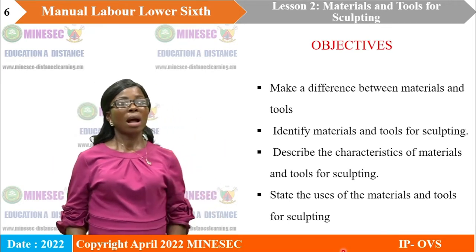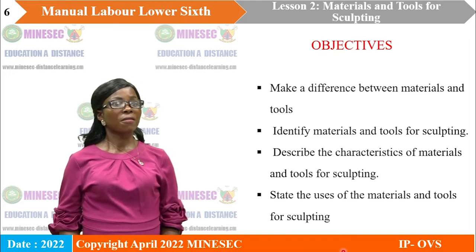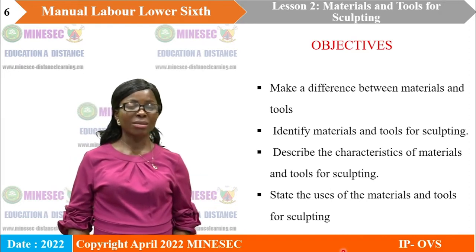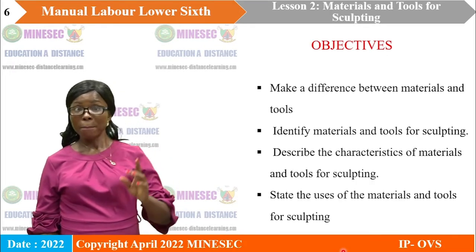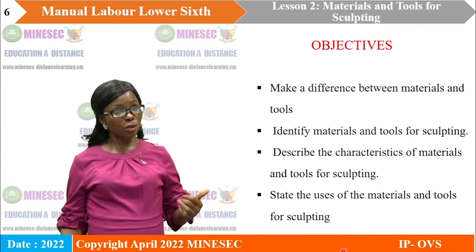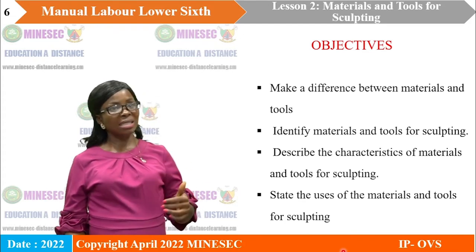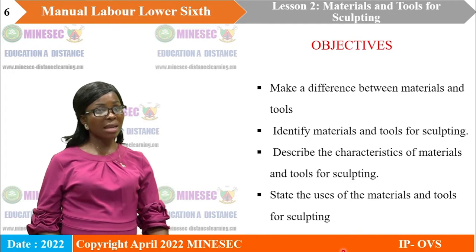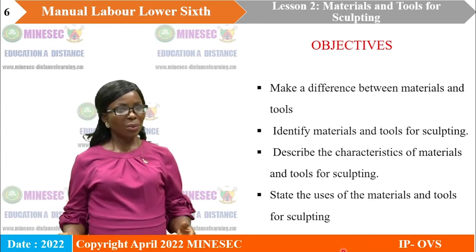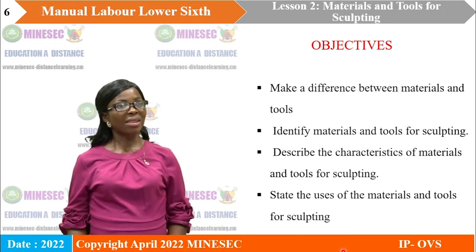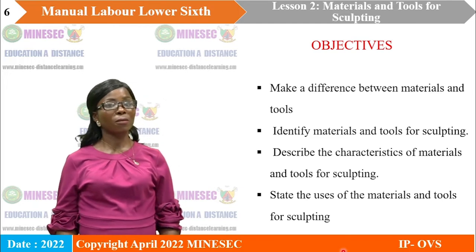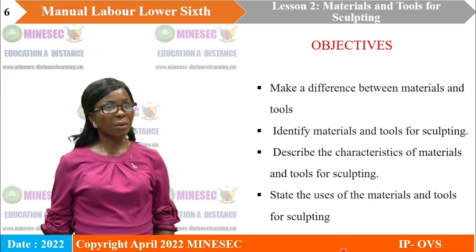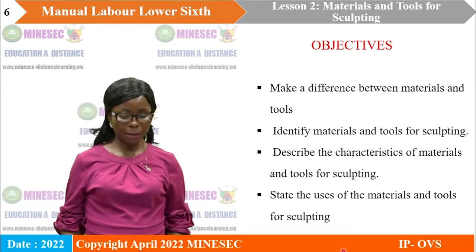Let's move to our objective of the lesson. The first objective is make a difference between materials and tools. Our second objective is identify materials and tools for sculpting. Then after we'll look at describe the characteristics of materials and tools for sculpting. The last objective we have is state the uses of the materials and tools for sculpting.